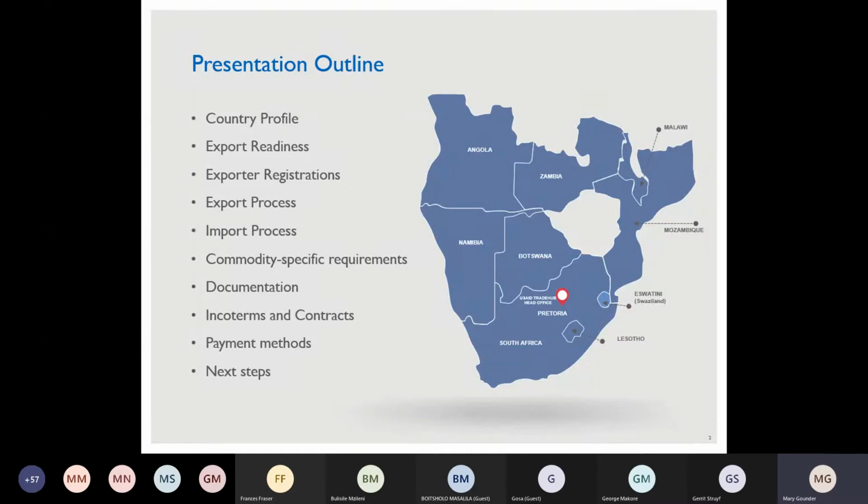The presentation outline for today: I'll go through a quick country profile for Botswana and the commodities that we are focusing on, export readiness, export registrations, the export process, import process, commodity specific requirements, the documentation that you require, Incoterms and contracts, payment methods, and the next steps. Please remember that the presentation will be shared with you after the webinar.